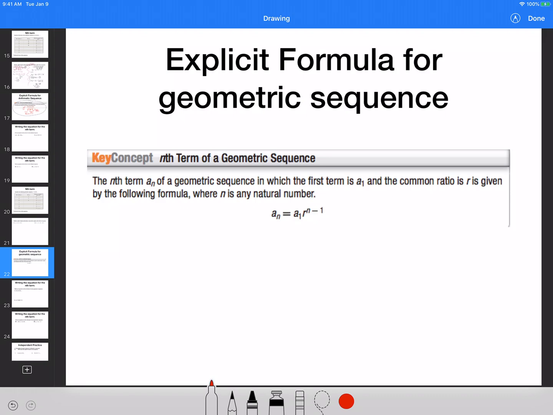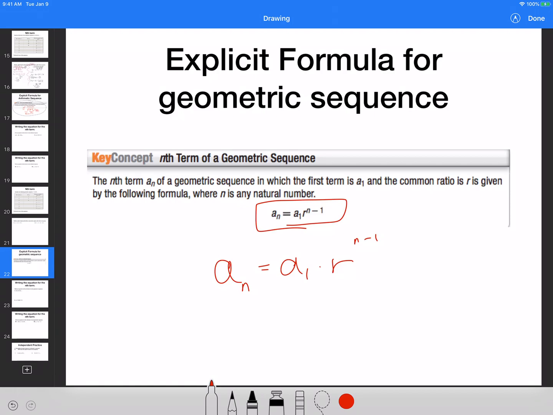And this is the second one, the last one. The formula for a geometric sequence is going to be this. For right now, I would like every single one of you to take out your notes and write down this formula: a sub n equals the first term times the common ratio r to the power of n minus 1.